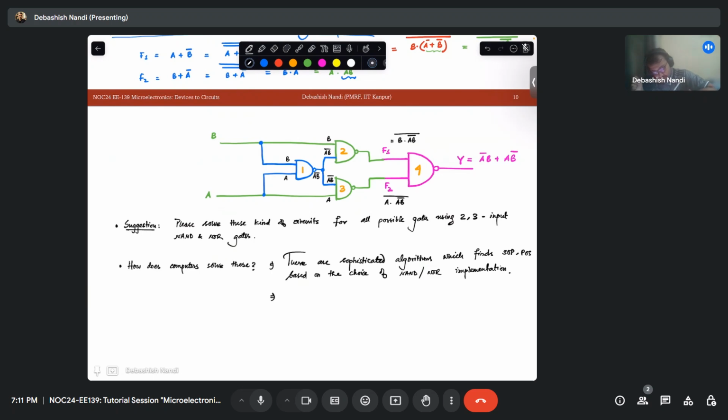One method I will name is Quine-McCluskey. If you are a PG student, you should know this algorithm for your placements.